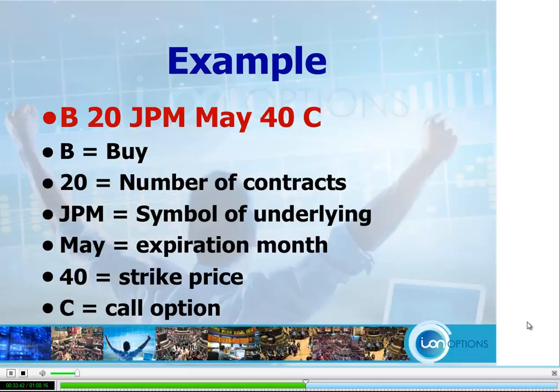Okay, here's our example. B for buy. Number of contracts, 20. JPM is the underlying symbol, which would be JP Morgan Bank. May is the expiration date. 40 is the strike price. C for call. Buy 20, JP Morgan, May 40 calls.